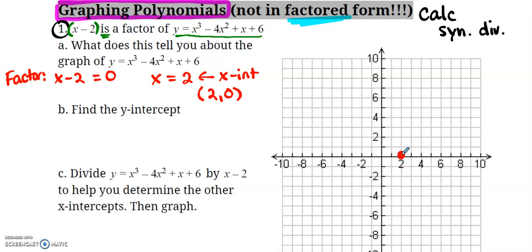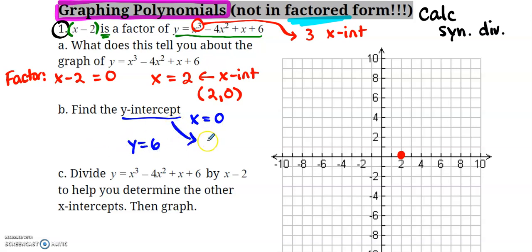Okay, so that means we have found one of our total of 3 x-intercepts that we could potentially have, based on the fact that there is a degree of 3. Before we do anything else with that, the other thing we know with only a little bit of work is our y-intercept. Remember that a y-intercept is when x equals 0. If I substitute 0 in for each of my x values, I'm going to end up getting a y value of 6. So that means we have a y-intercept of (0, 6). Up here on our y-axis, we're going to have a point at (0, 6).